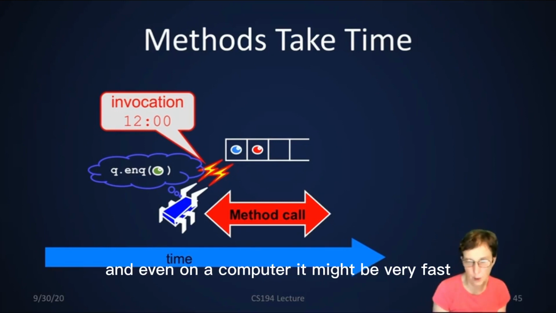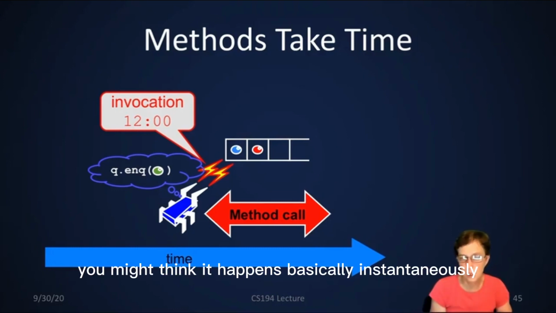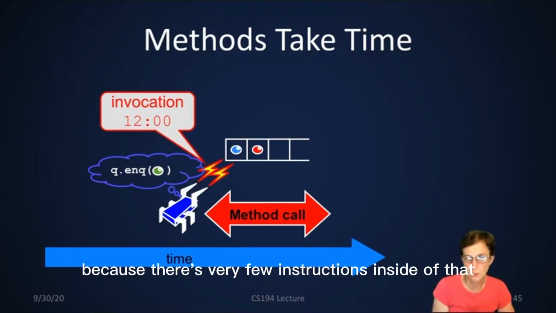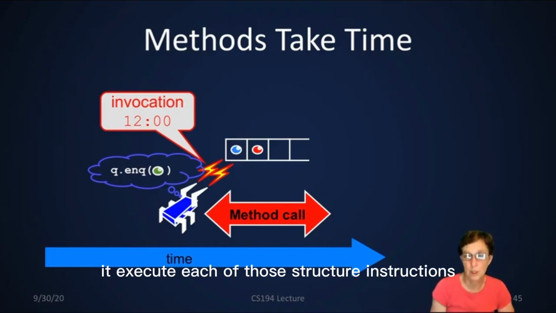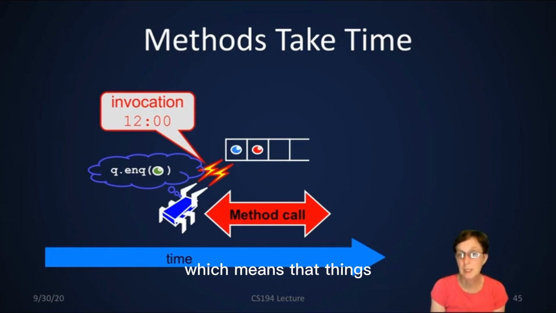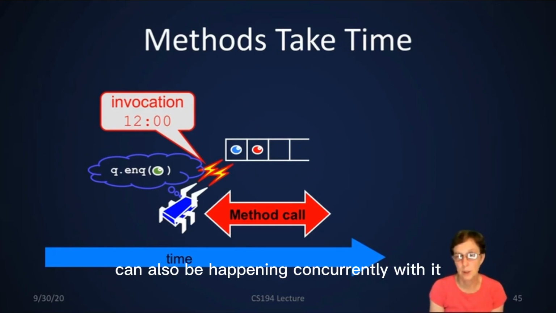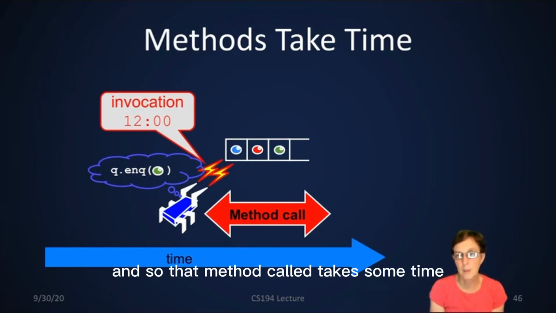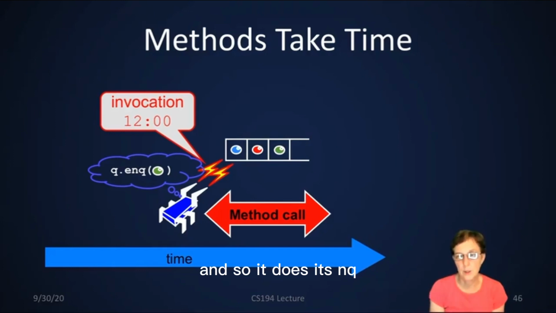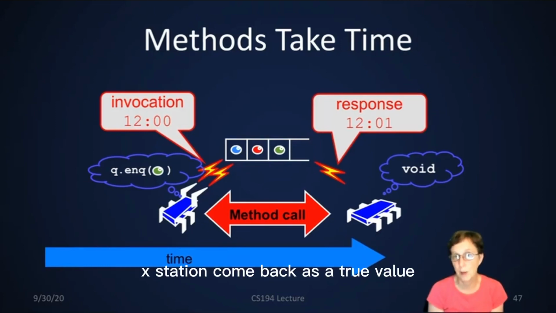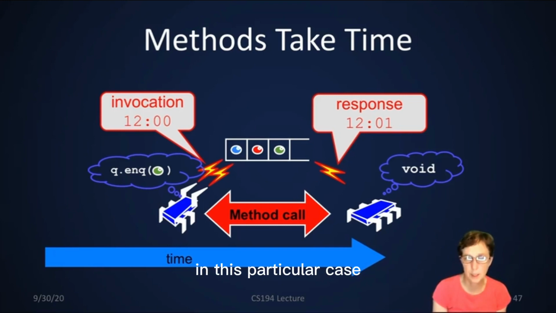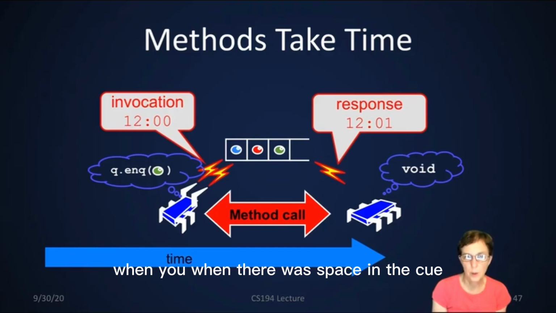And even on a computer, it might be very fast. You might think it happens basically instantaneously because there are very few instructions inside of that code, but it actually does have to execute each of those instructions, which means that things can also be happening concurrently with it. And so that method call takes some time, and so it does its enqueue, and then it returns, and the response comes back as a true value in this particular case, which is the value that you get back when there was space in the queue.